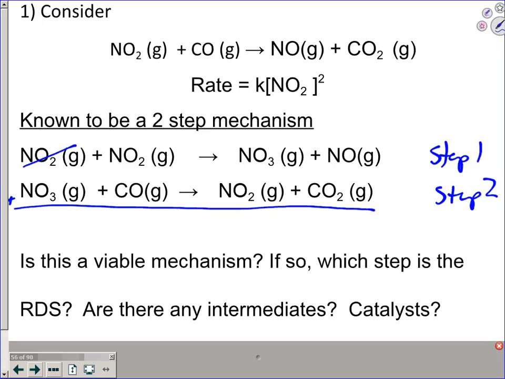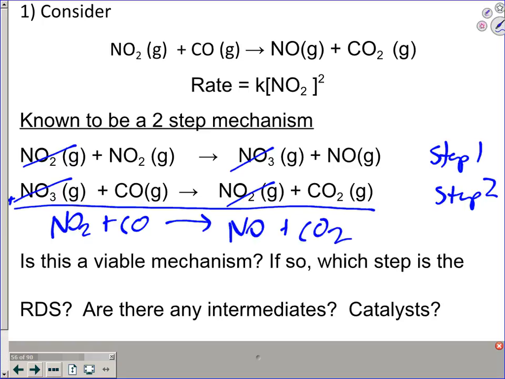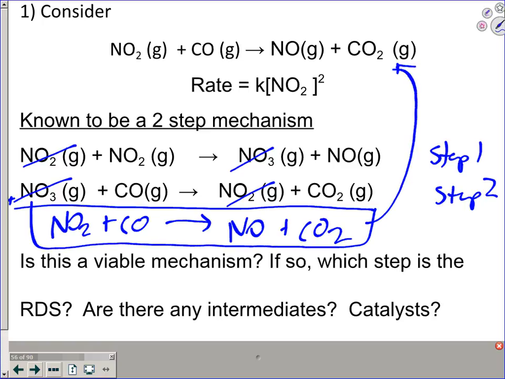Nitrogen dioxide, and nitrogen trioxide. Anything else? Nope. Pull it all down now. Okay, so NO2, nitrogen dioxide, plus carbon monoxide yields nitrogen monoxide and carbon dioxide. Okay, so this is the overall reaction. Does it match this reaction? Yes. Okay, so once you've added them up, you're saying it matches the overall reaction. Check. One criterion has been met.